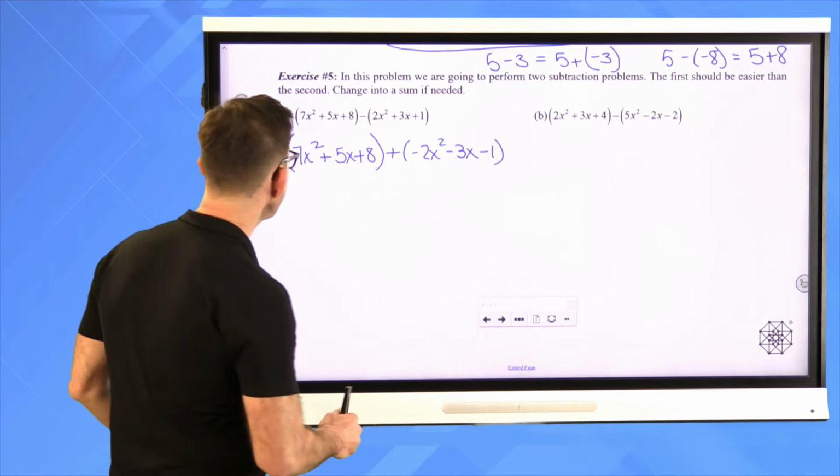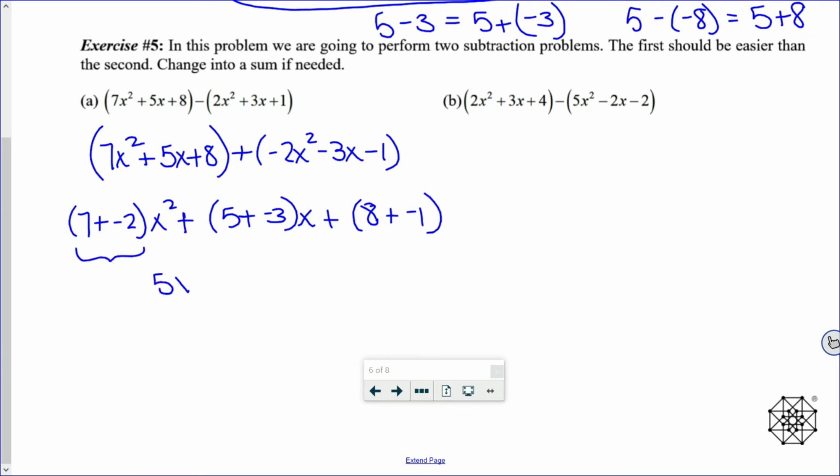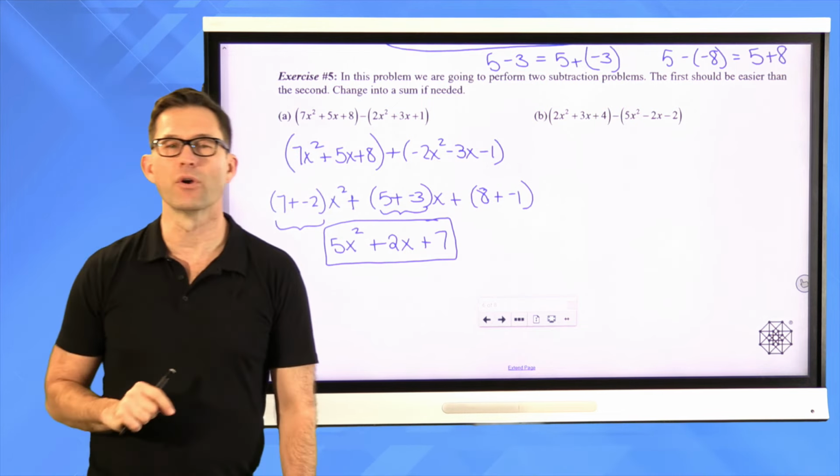Now I can combine these just like I did before, because I've got 7 plus negative 2 times x squared, plus 5 plus negative 3 times x, plus 8 plus negative 1. 7 plus negative 2 is 5, so I have 5x squared. 5 plus negative 3 is positive 2, so I have positive 2x. And 8 plus negative 1 is 7. So I have 5x squared plus 2x plus 7.